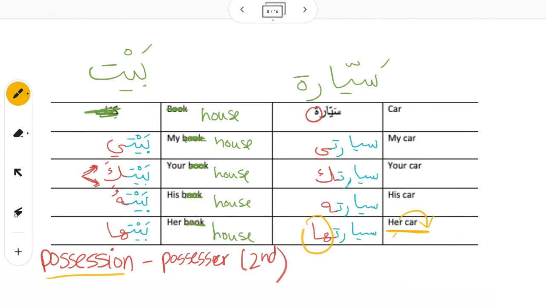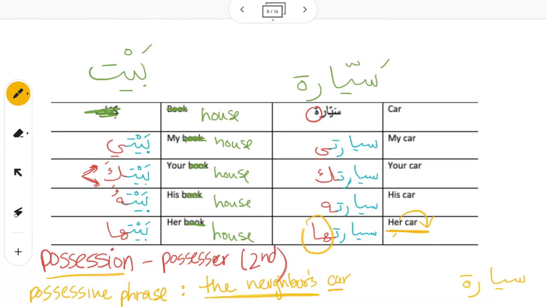It's the same thing. So we can also do here a possessive phrase, which is similar to a noun adjective phrase, just like I said, in that the noun comes first. So if I want to say, for instance, the neighbor's car, I'm going to put the word car first. I'm going to say sayyara. And then I'm going to say the word the neighbor, al-jar. Sayyarat al-jar.